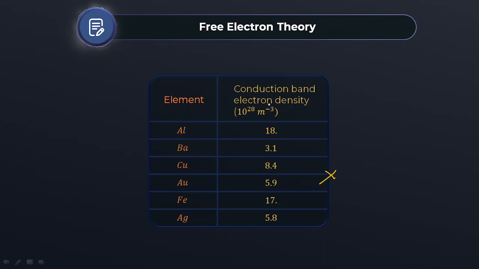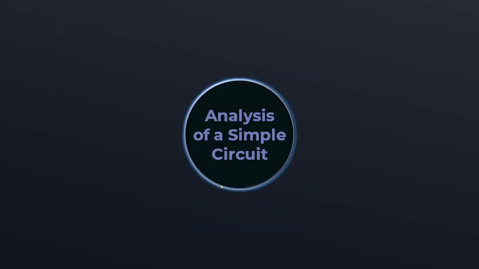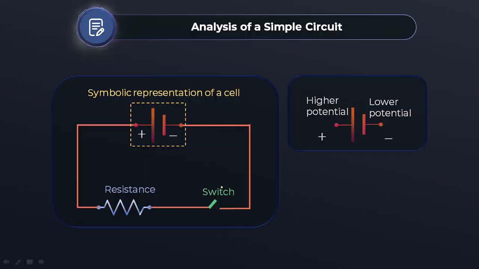Like if you see conduction band electron density, for aluminum it is highest, then beryllium, then copper, and so on. So not important for us. Next is analysis of a simple circuit. Now the basics of what is happening inside the wire we had seen.